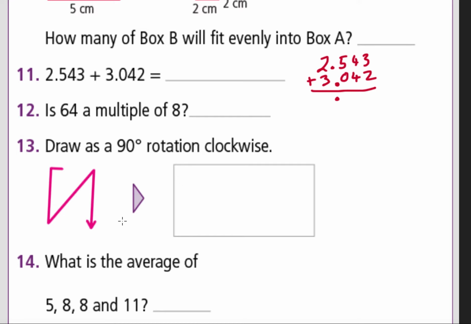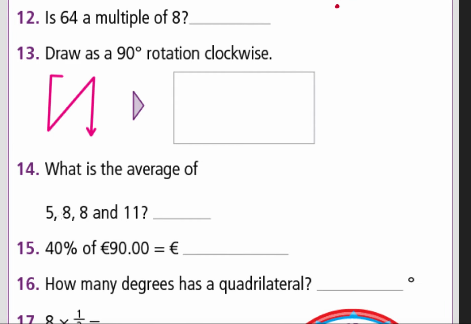Question 14. What is the average of these four numbers? Well, what you need to do is add them up, add up the four numbers, and then take the answer, and you have to divide the answer by how many numbers there are. So there's 1, 2, 3, 4 numbers. So add them all up, then divide it by 4, and that gives you your average.